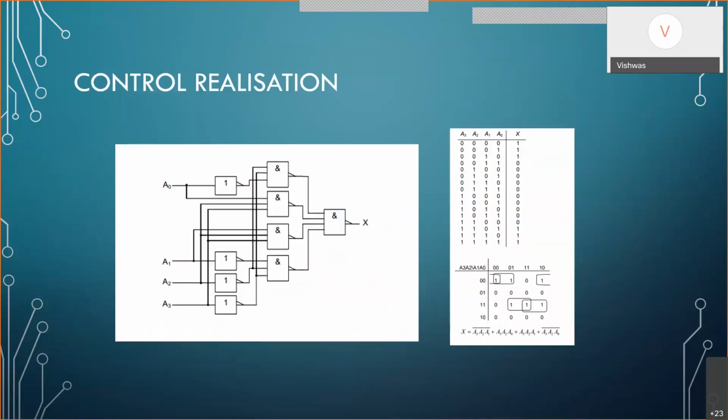So ultimately you'll be having something like this at the control realization. In the left bottom, I have solved the whole equation in a Karnaugh map, where you can see that the whole equation gets reduced to these small four parts of this equation. Then we can realize them on the left side. You can see that three NOT gates are being used. Then after that, AND gates are being used to get the final output.